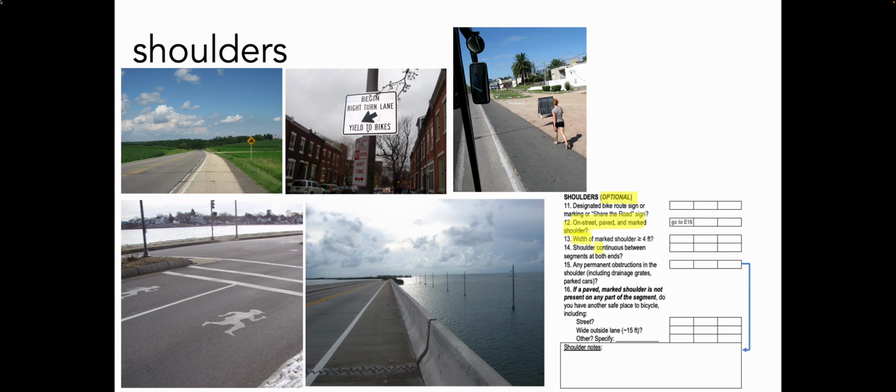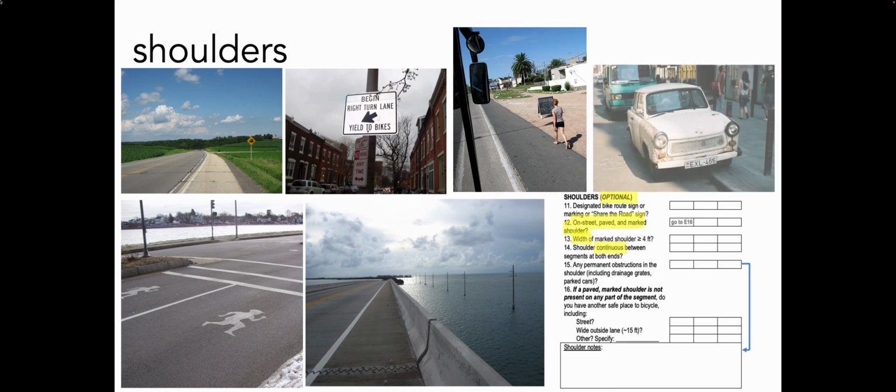Like with sidewalks, the ANC also asks you to inspect shoulder width and continuity. And you'll continue your audit with appraisal of permanent obstructions in the path. Unlike with sidewalks, parked cars on shoulders count as permanent here. You can note temporary obstructions like fallen branches in the notes box if they're relevant. If there is no shoulder, record if there is an alternate safe place to bicycle, such as the street itself, a wide outside lane, or other areas. And finally, document any other significant findings in the shoulder notes box.